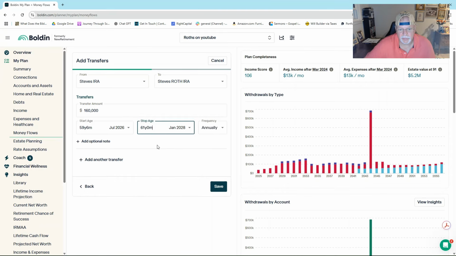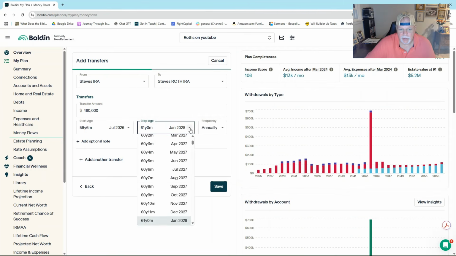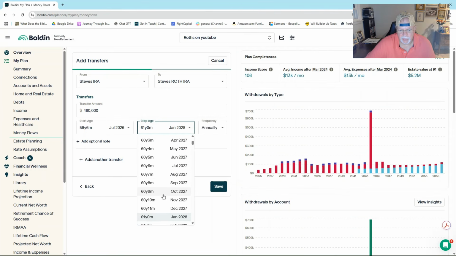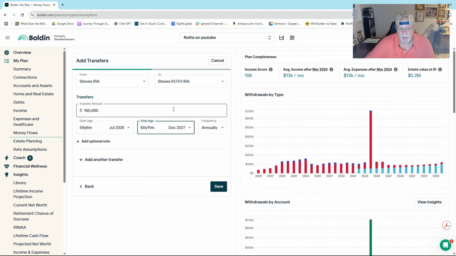Let's see if it does it right. So July, it'll do it 26th. Oh, no, I only want 2 of them. So I got to do it till 27. So we're going to go December of 2027. We're going to do it annually, and let's see what we get.